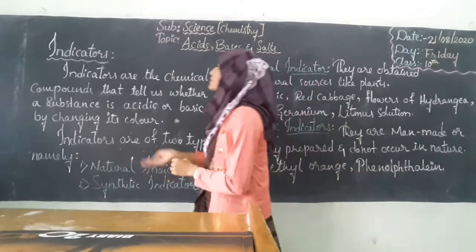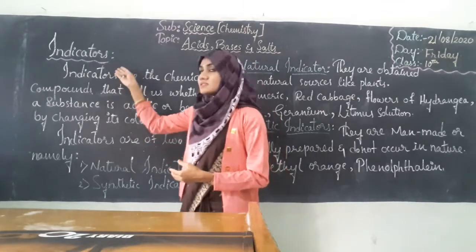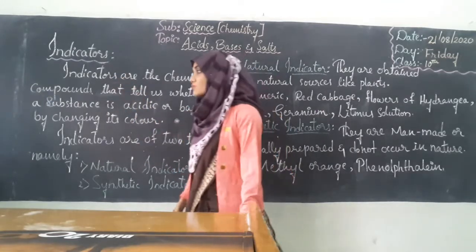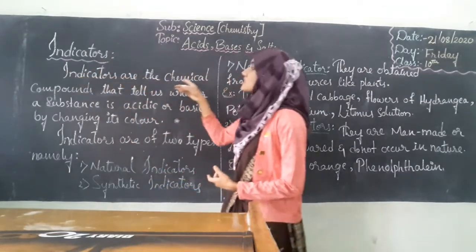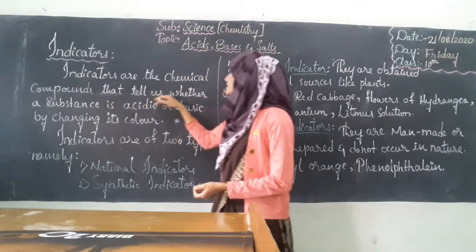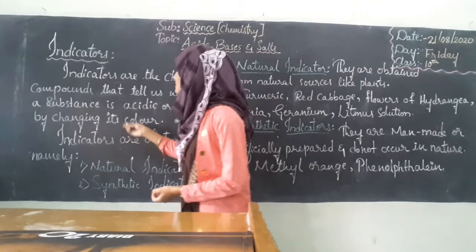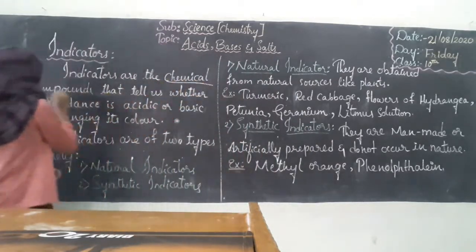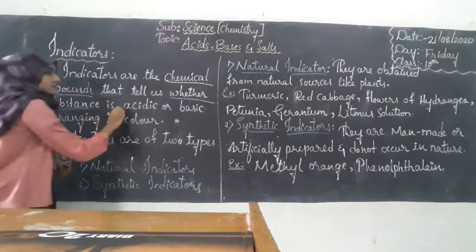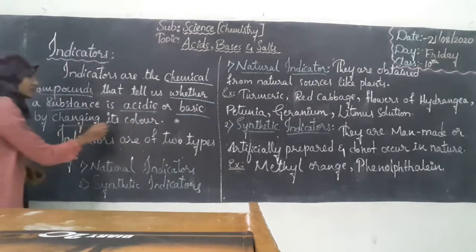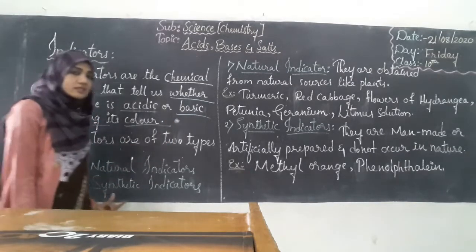Let's see. Indicators are of many types, but you have to consider these indicators from the chemistry part. So what is an indicator in chemistry? Indicators are the chemical compounds that tell us whether the substance is acidic or basic by changing its color. And these are of two types, that is natural indicator and synthetic indicator.